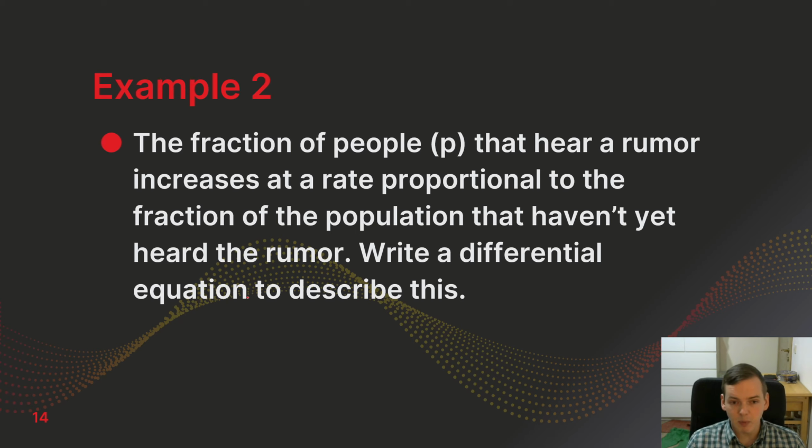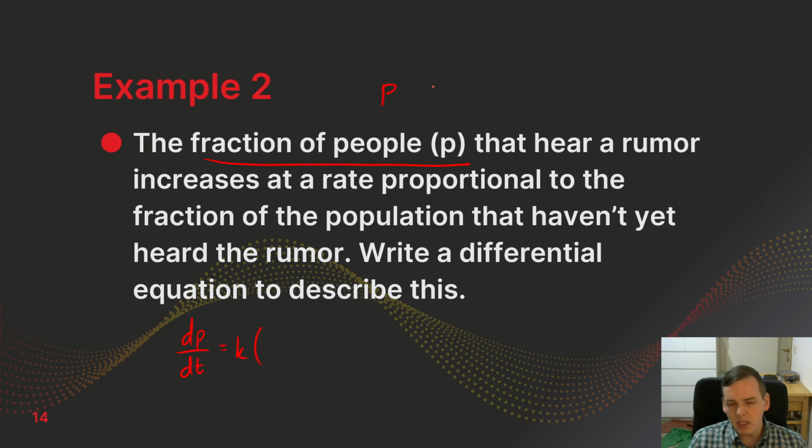For our second example, the fraction of people P that hear a rumor increases at a rate proportional to the fraction of the population that haven't yet heard the rumor. Write a differential equation to describe this. So we know that we're trying to find the derivative of P with respect to time. And we know that that's a rate proportional to the fraction of the population that haven't heard the rumor yet. So we're going to get some constant, and we want to find how many people haven't heard the rumor. Well, they told us this was a fraction of the people P.